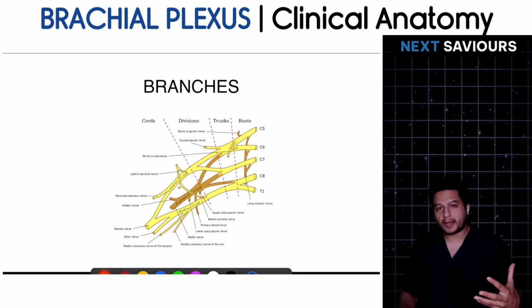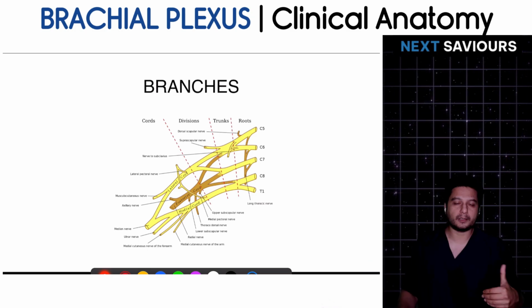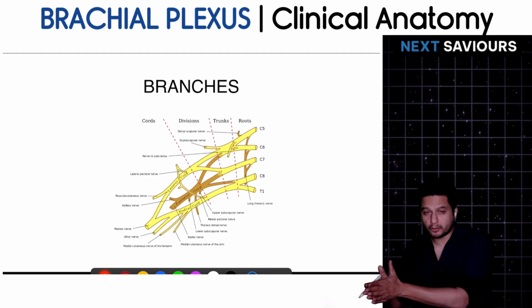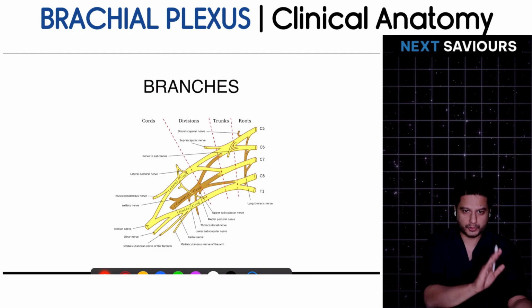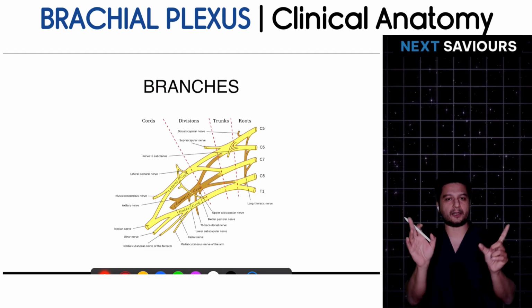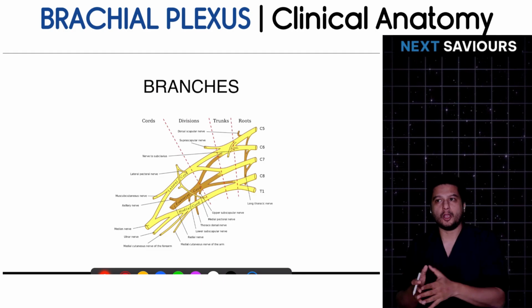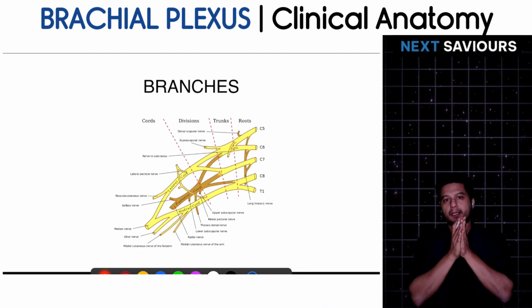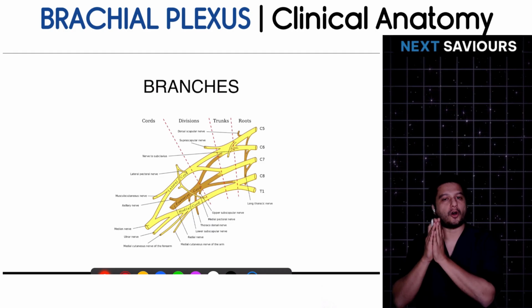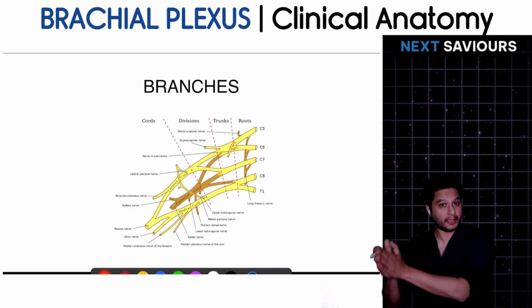There are 5 branches which emerge from the medial cord, there are 3 branches which emerge from the lateral cord, and there are 5 branches or 5 nerves which emerge from the posterior cord. Now, this is all the anatomy that you must be aware of. What we are going to discuss is the clinical implications of brachial plexus nerve injury.